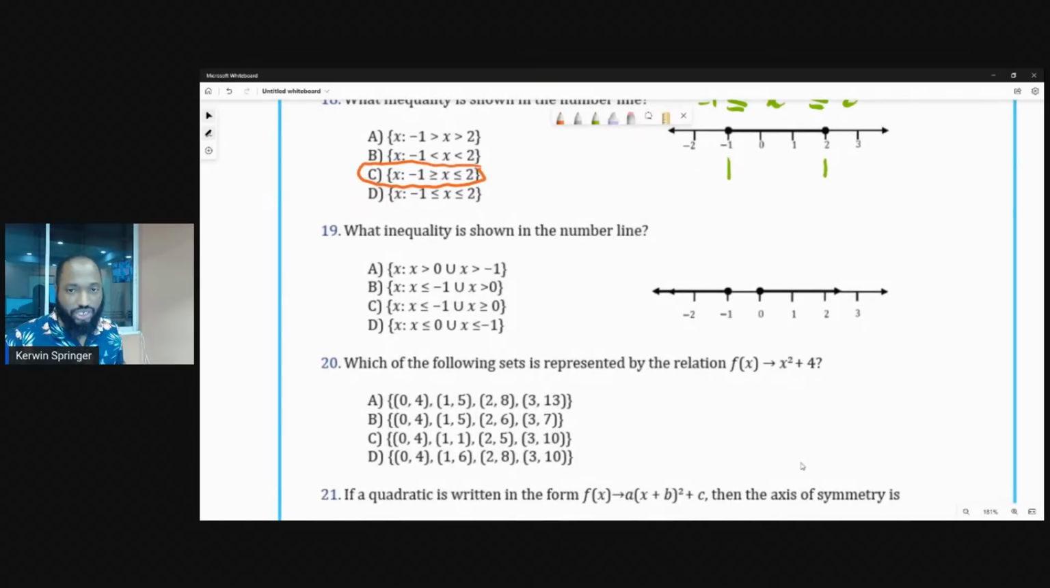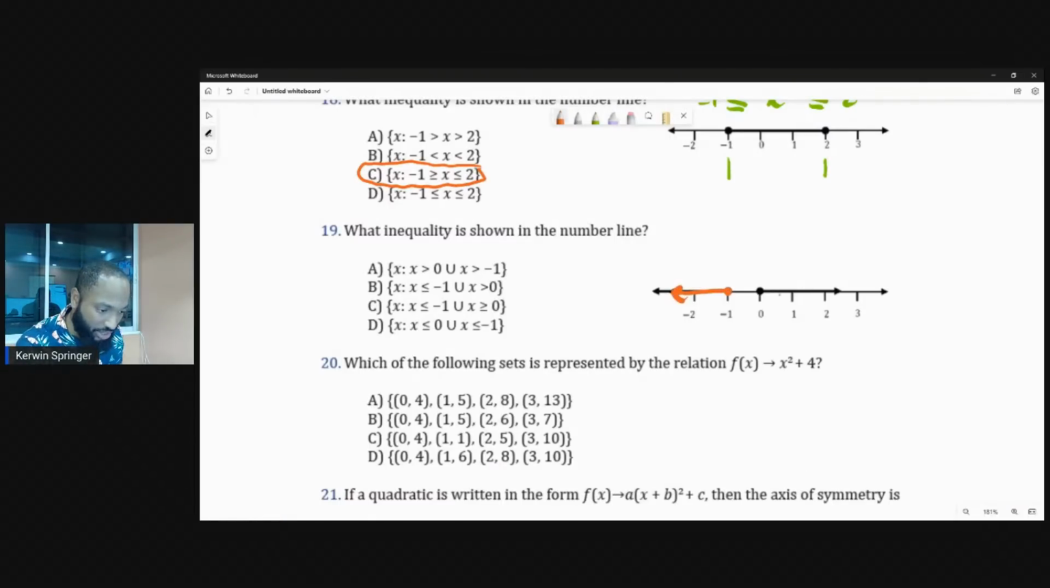What inequality is shown on the number line here? Well, I hope you all see the arrow is pointing this way now. So it's -1 and 0 now.